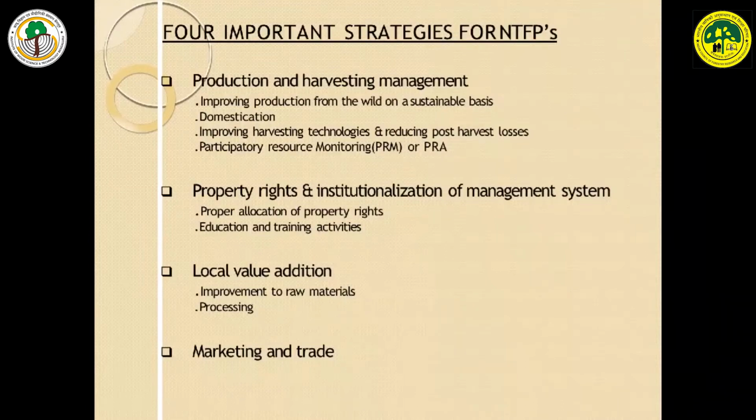Marketing and trade is again a very important aspect where there is still a lot of gap. Marketing is a big issue in NTFPs, because they are locally consumed, collected and sold locally. In the international market, very few of the NTFPs have been highlighted. Otherwise, many of the NTFPs are locally consumed and locally marketed. So this documentation is also very important.